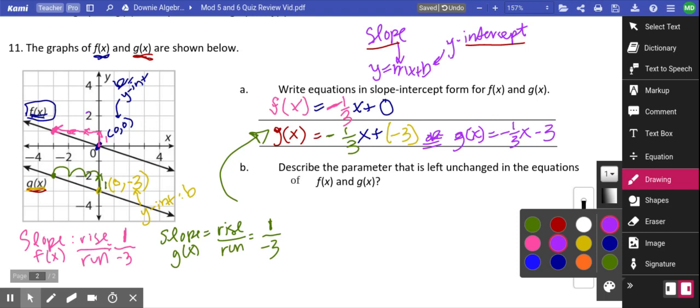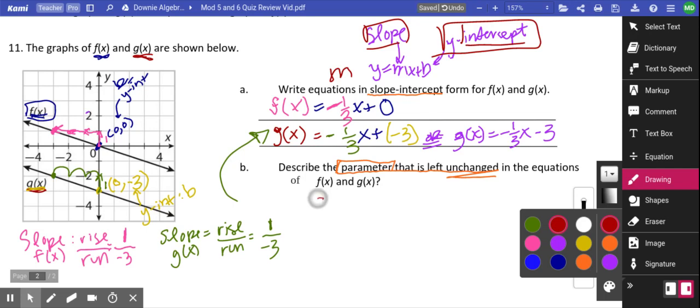Now that we have our two equations, part B wants us to describe the parameter that is left unchanged. This is just asking, based on your equations in slope-intercept form, where y equals mx plus b, what part, what piece, what parameter did not change? Let's take a look. In our equations, we have both our slope and our y-intercepts. So if we look at our slopes, we can look straight down. Negative 1/3 and negative 1/3 are exactly the same. So the slope did not change.